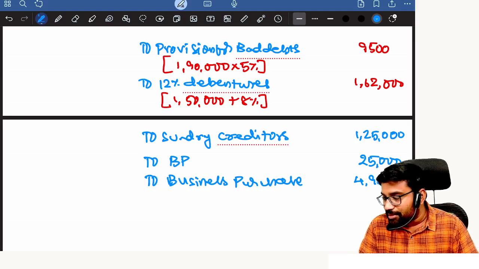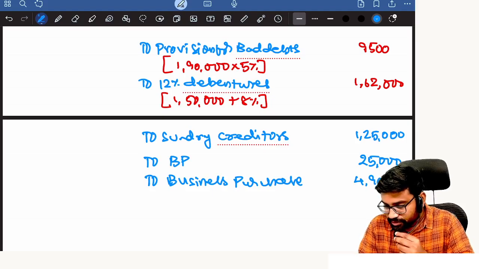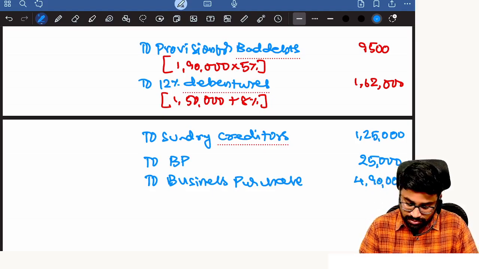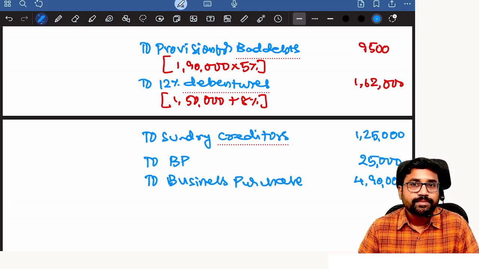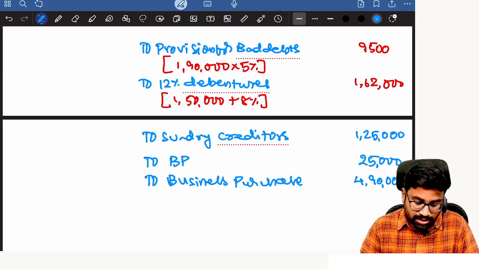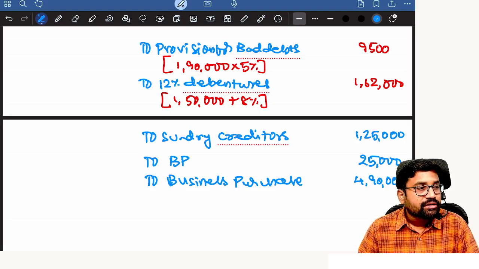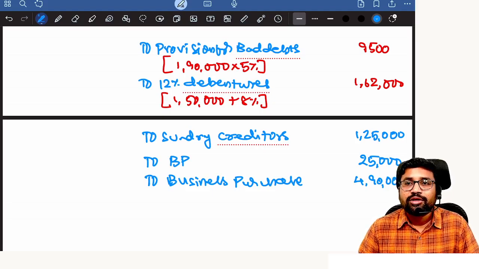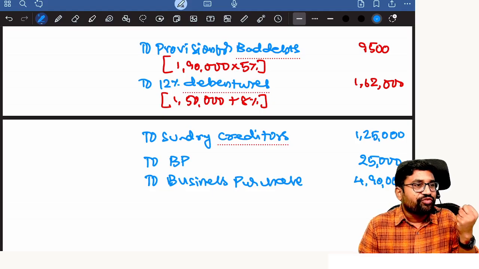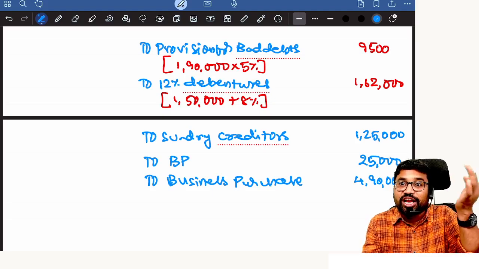Total assets minus liabilities: 5,70,000. Correct? Assets minus liabilities, so total net assets you are taking is 5,70,000. But how much PC are we paying? 4,90,000. So PC paid is less than net assets. So profit or loss? We are taking business worth 5,70,000, but we are paying only 4.9 lakhs. That means we are on the profit side.